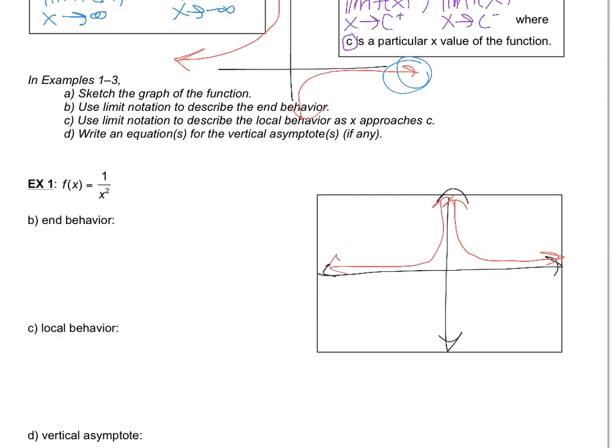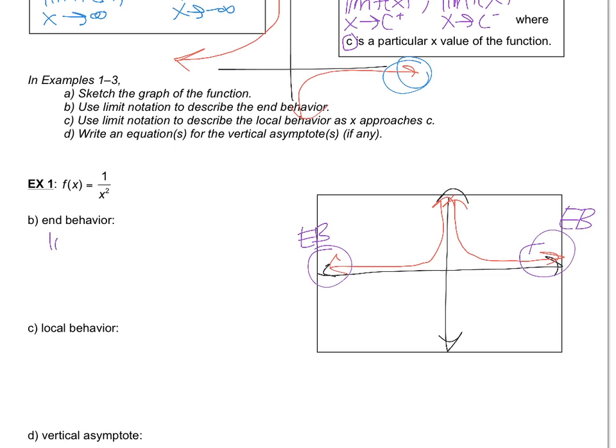Now, when we describe the end behavior, again, we're talking about the ends of the graph. So as x gets really, really big and as x gets really, really small. End behavior is always at the ends of the graph. To describe the end behavior, we will use limit notation.